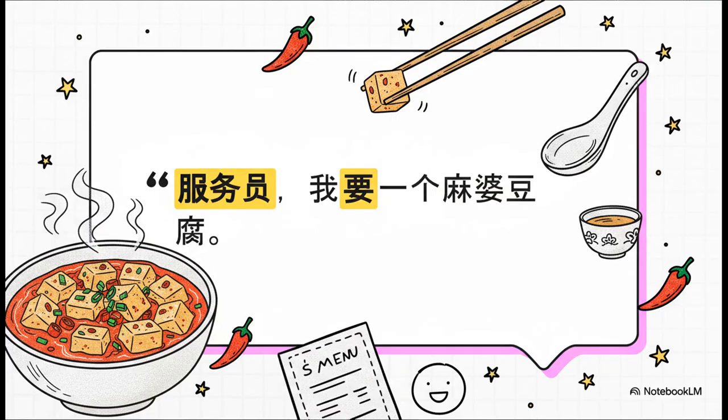Okay, let's put it all together. I'm going to model the full sentence for you. First, I'll say it really slowly so you can hear each syllable and its tone. Just listen carefully. 服务员我要一个麻婆豆腐. Okay? Now let's try it at a more natural conversational speed. Listen to the rhythm. 服务员我要一个麻婆豆腐. This one sentence pattern is basically your master key.